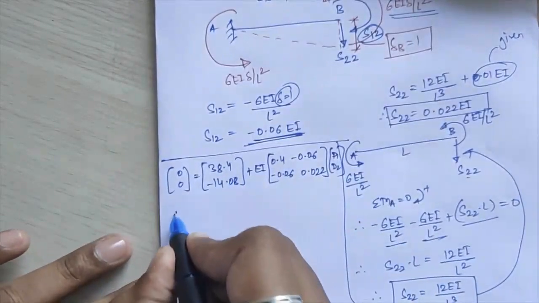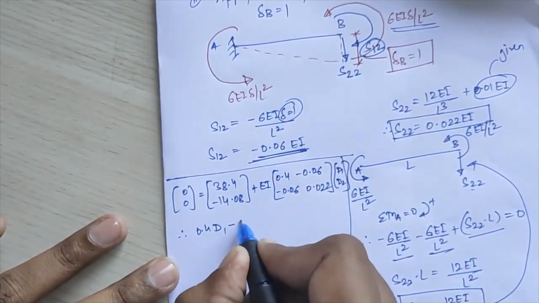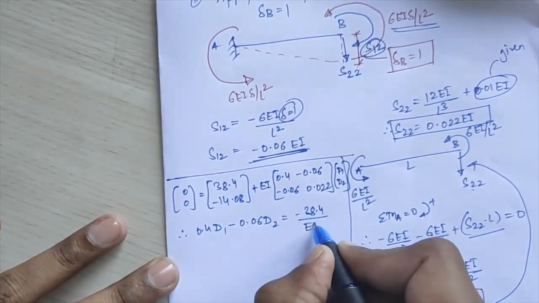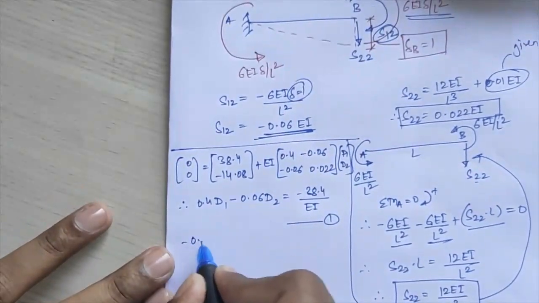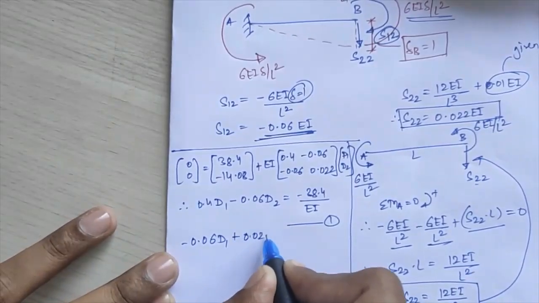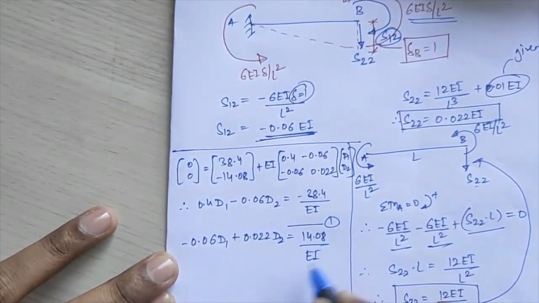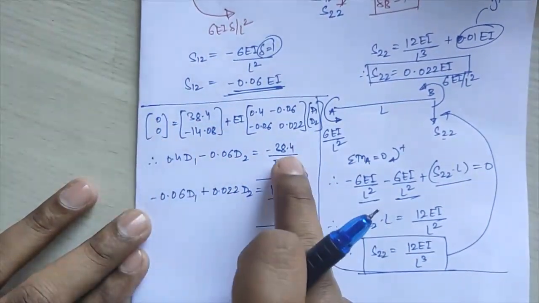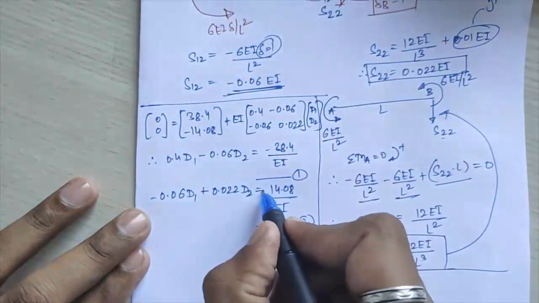So if you solve this, I get 0.4 of D1 minus 0.06 of D2 is equal to minus 38.4 upon EI as my equation number 1, and the second equation, minus 0.06 of D1 plus 0.022 of D2 is equal to 14.08 upon EI. That is equation number 2. This 38.4, when it goes to the LHS, becomes negative, and this negative 14.08, when it goes to the LHS, becomes positive.